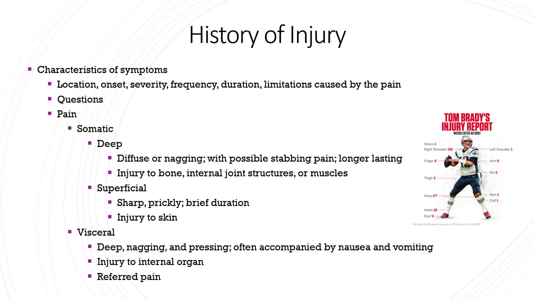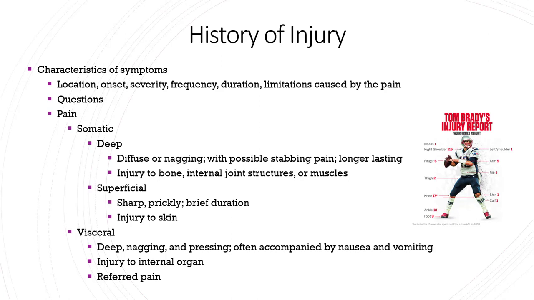Pain can tell us a lot about the injury. We have somatic or visceral pain. Somatic pain may be deep, which sometimes presents itself as diffuse or nagging with possible stabbing pain and is typically longer lasting. This may indicate injury to a bone, internal joint structure, or even a muscle. Or somatic pain can be superficial, which more often presents itself as a sharp, prickly, brief-duration pain. This may be something like injury to the skin.